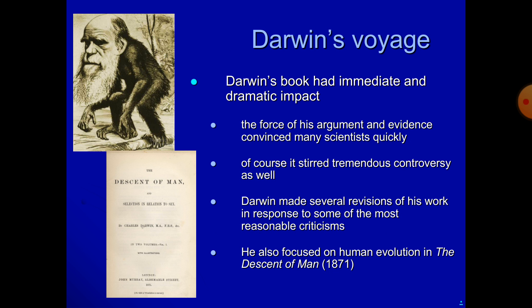Darwin's book had immediate and dramatic impact. The force of this argument and evidence convinced many scientists quickly. Of course, it stirred tremendous controversy as well. Darwin made several revisions of his work in response to some of the most reasonable criticisms. He also focused on human evolution in The Descent of Man.